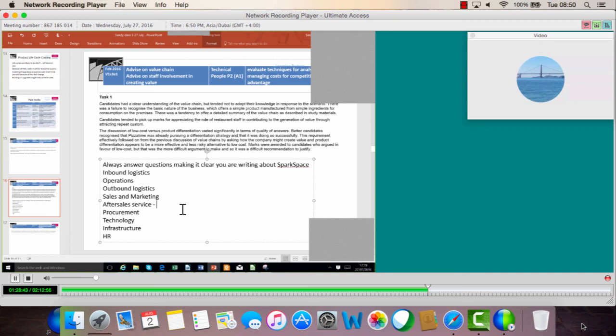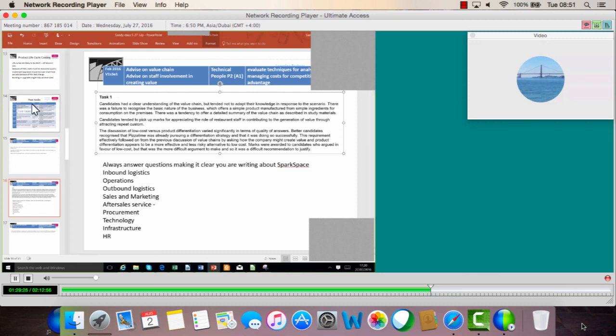So do think about all of the contents of the value chain, but do it in the context of SparkSpace. Look again, I don't know if I can highlight this because these are cut and paste, but the criticism in February, but tended not to adapt their knowledge in response to the scenario. So make absolutely sure that every paragraph that you write is in the context of SparkSpace. That way you're able to earn the marks. Good. Okay, so fair enough. That was one of these questions.